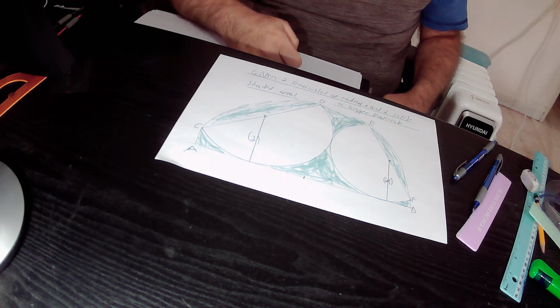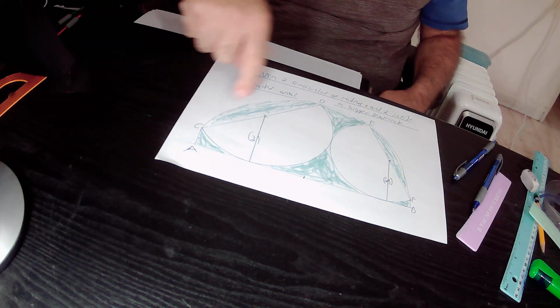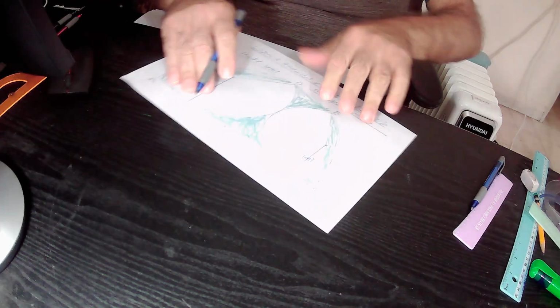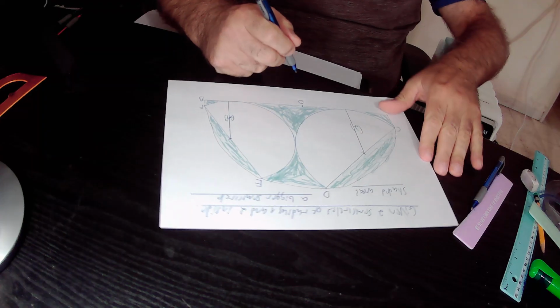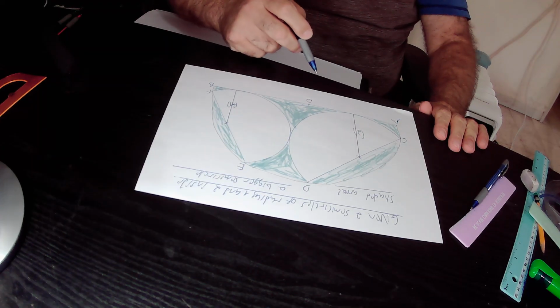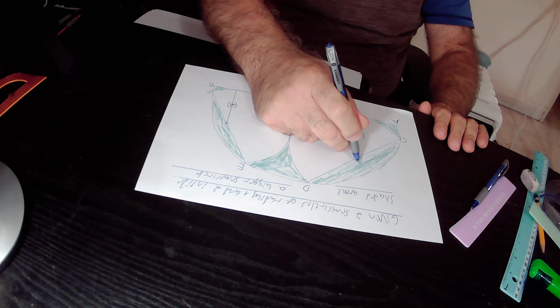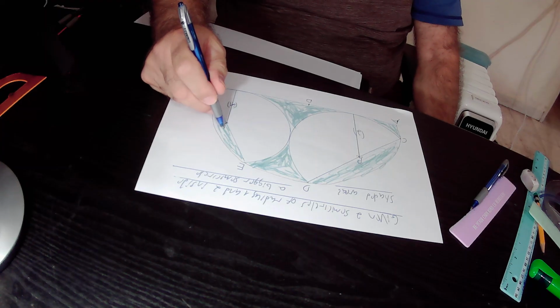So first of all, we define the center of the biggest semicircle. This point is point O. And we define the center of this semicircle. This point is point P. And we define the center of this semicircle. This point is point Q.